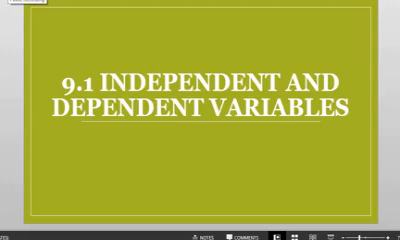Today we're going to start chapter 9. We're going to take lesson number 9.1, independent and dependent variables. We already know the word variables in algebra. These were the letters that we use, x, y, a, b, c, whatever. But what is the meaning of independent and dependent variables? Do we have different kinds? Let's see.